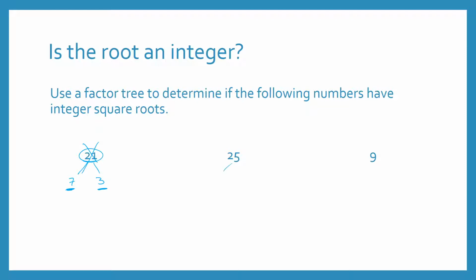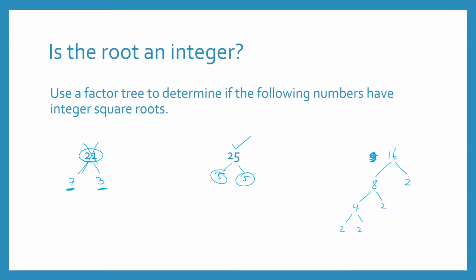Now with 25, we know that we can go 5 and 5. We can't go any further. These two numbers are the same, so this one does have integer square roots. We won't do 9 because that's much the same. We want to use 16. So 16, we could go 8 and 2, 4 and 2, and 2 and 2.